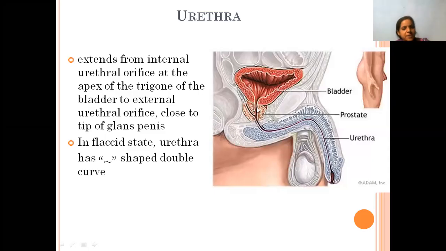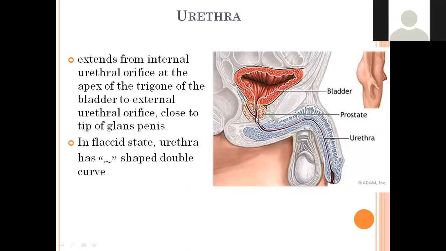Now we have just studied the prostate gland. It becomes easy for you to understand certain features of the urethra. So this is the urinary bladder. This is the pubic symphysis. Okay, and then you are finding at the neck of the urinary bladder, this is all the prostatic urethra.